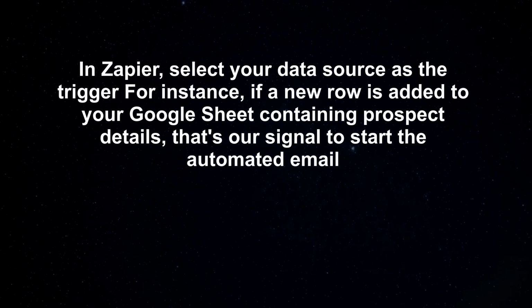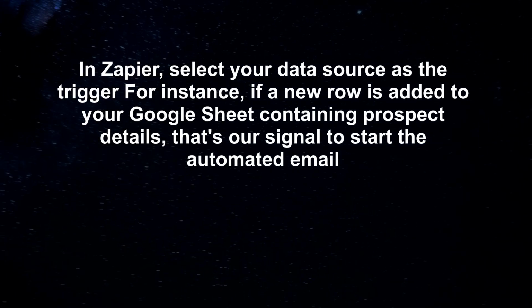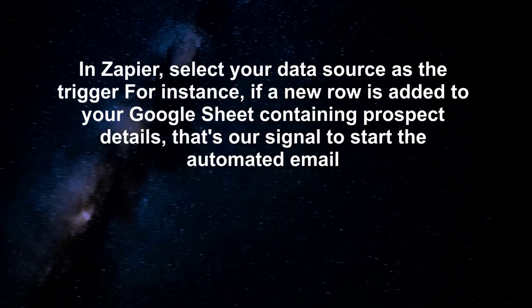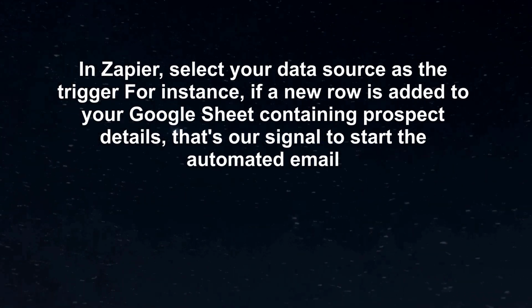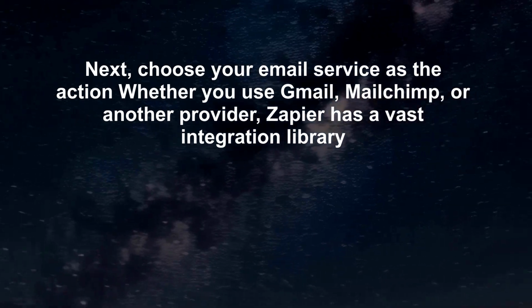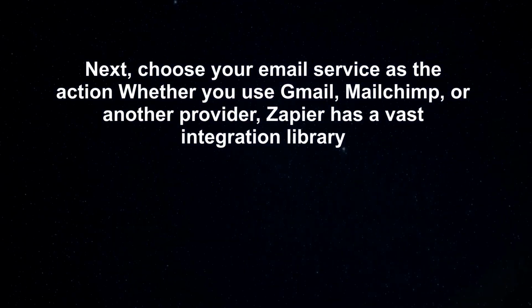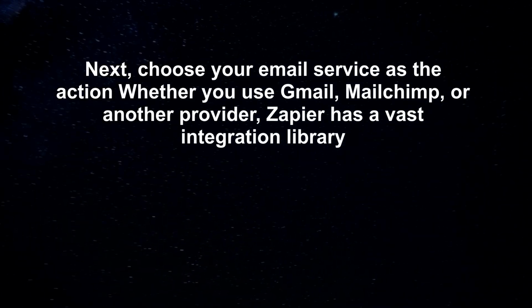In Zapier, select your data source as the trigger. For instance, if a new row is added to your Google Sheet containing prospect details, that's our signal to start the automated email. Next, choose your email service as the action, whether you use Gmail, MailChimp, or another provider. Zapier has a vast integration library.